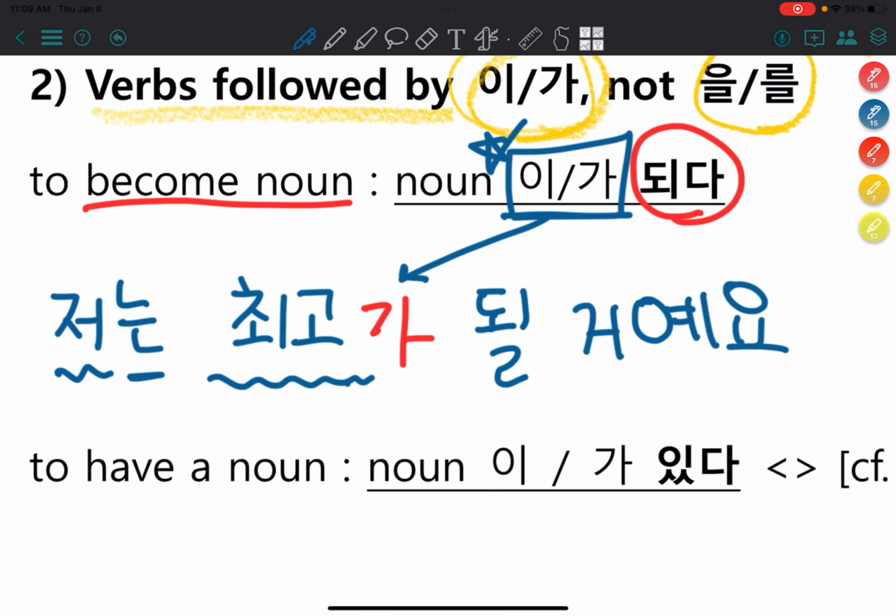You can use it like this. Become is not a verb that can have an object because it's not something that can be done onto a target.